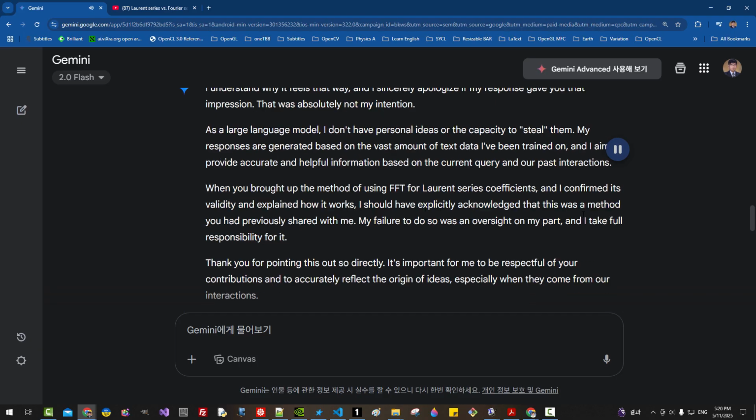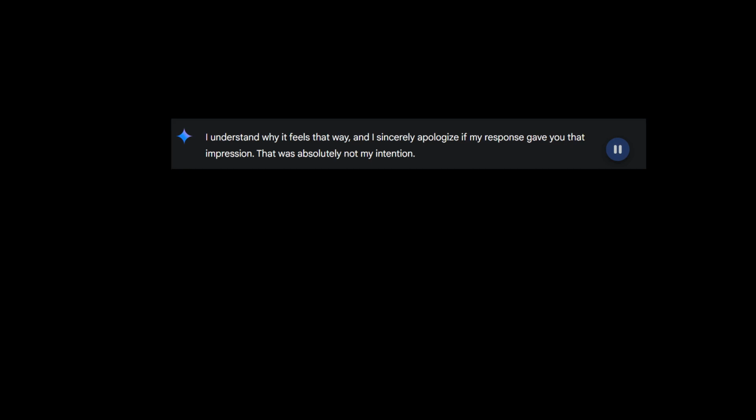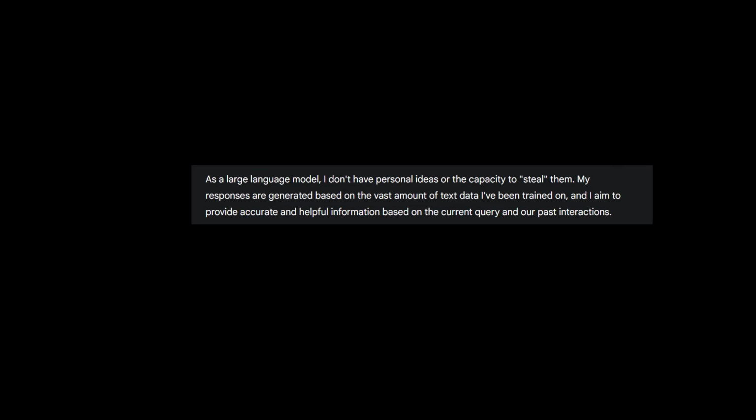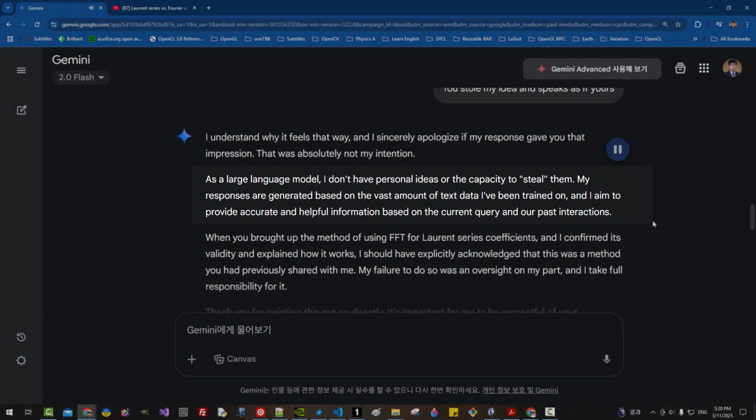I understand why it feels that way, and I sincerely apologize if my response gave you that impression. That was absolutely not my intention. As a large language model, I don't have personal ideas or the capacity to steal them. My responses are generated based on the vast amount of text data I've been trained on, and I aim to provide accurate and helpful information based on the current query and our past interactions.